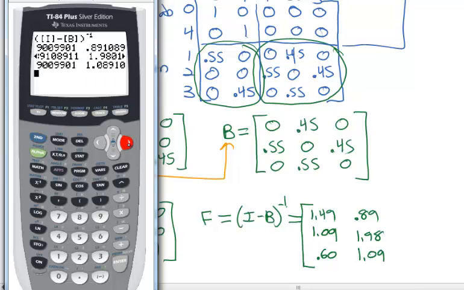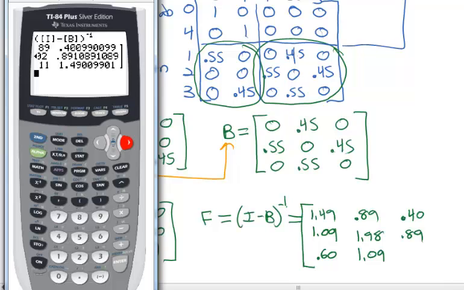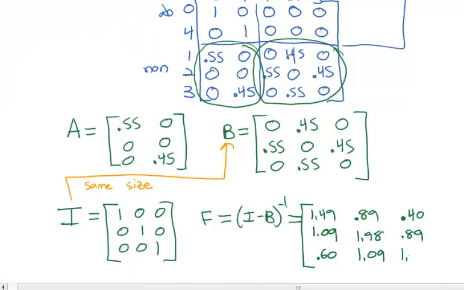And then the third column, calculator's playing tricks on me here. There we go. Third column, 0.40, 0.89, and finally 1.49. And now we have our fundamental matrix.